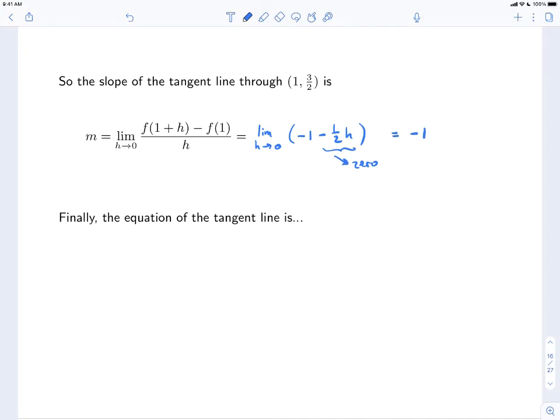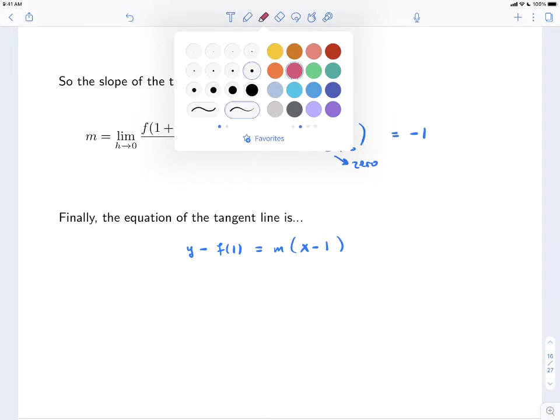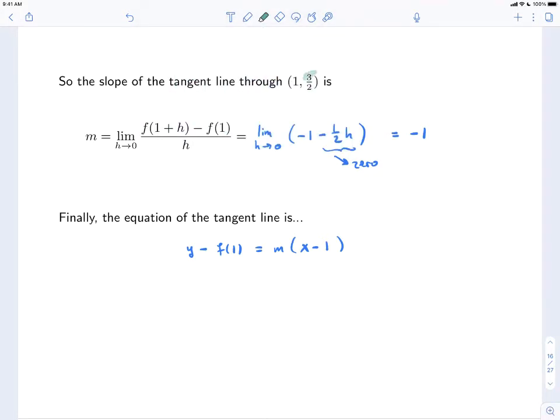So that tells me that the slope of the tangent line is -1. So the equation of the tangent line is going to be y minus the y value, which is f of 1, equals m, which is the slope, times x minus the x value, which is 1. So x is 1 here. And f of 1 is 3/2. Remember, we'd already determined that. So 3/2, that's our f of 1.